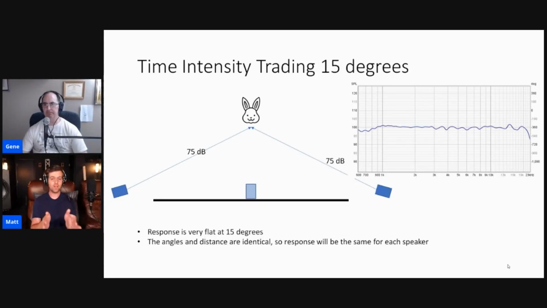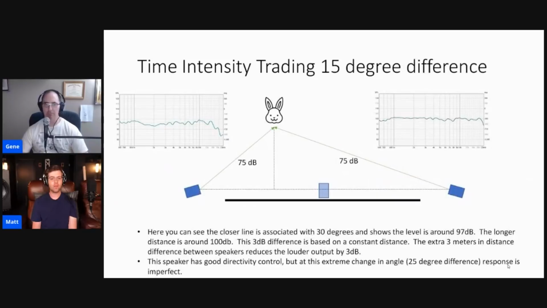So sitting in that money seat, if you will, with this extreme toe, you're getting a very flat response. And in this example, the angles and distance are identical, so the response will be the same for each speaker. It's when you start to move to the sides that you can run into problems. So we'll show that in the next slide, I believe. Yes. Now you've moved over, and what we have is 15 degrees and 30 degrees. You can see that the one channel where you're getting 30 degrees because you've shifted over doesn't look as good.